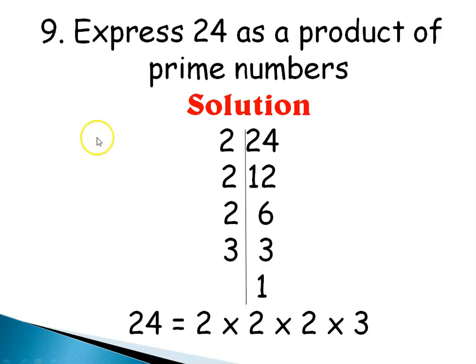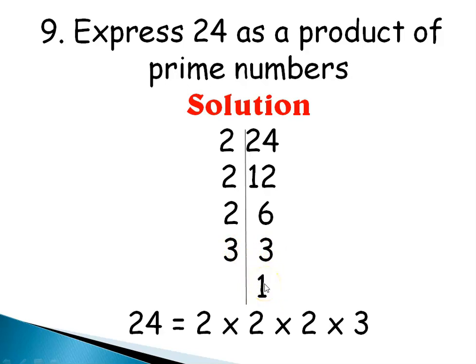Alright, question 9 says, express 24 as a product of prime numbers. This is similar to finding the HCF. So I'm just going to start dividing by the smallest number possible until I get to 1. So 24 divided by 2 is 12. 12 divided by 2 is 6. 6 divided by 2 is 3. 3 divided by 3 is 1. So I'm going to stop here because I've gotten to 1.